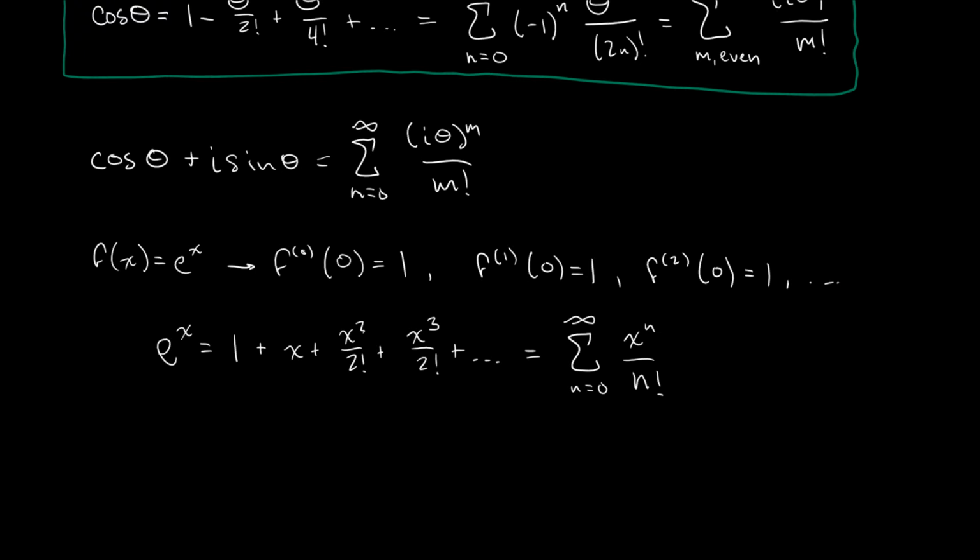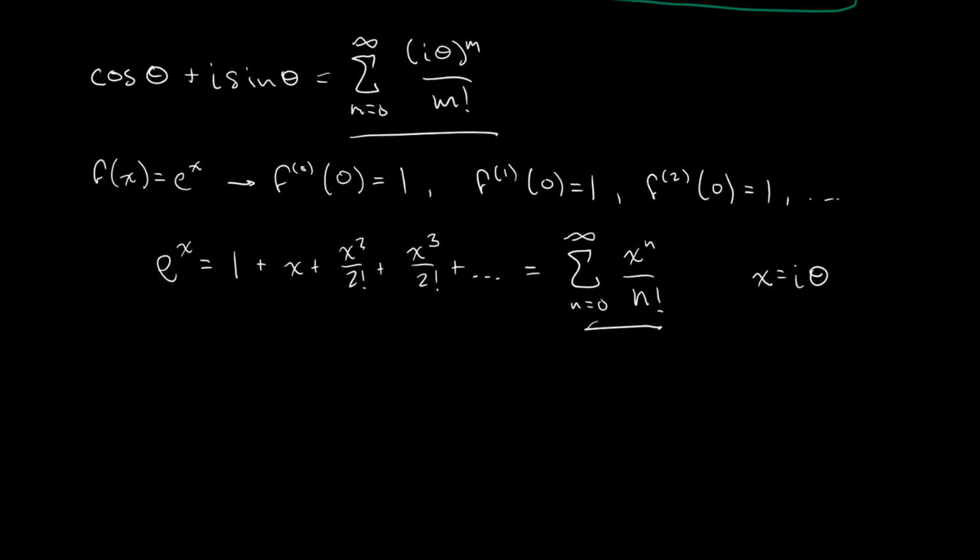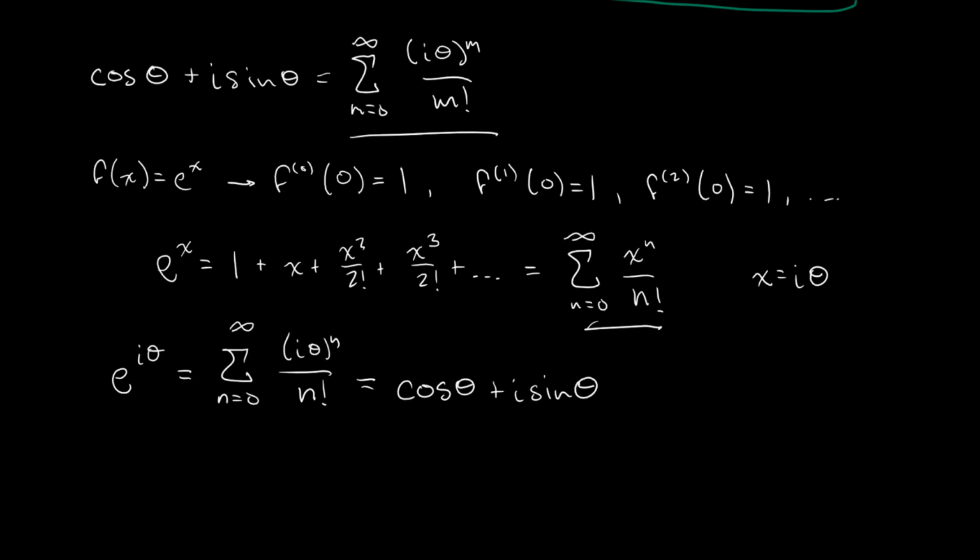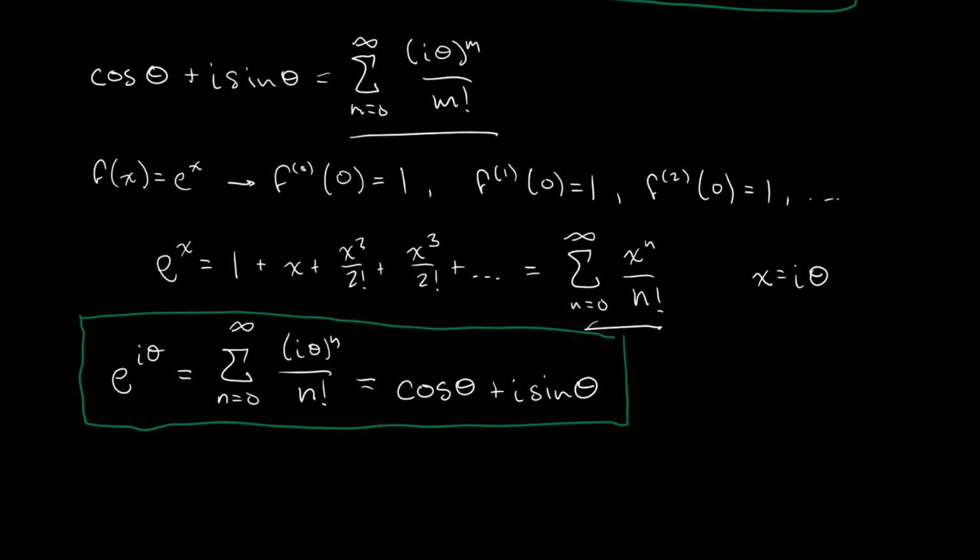And now we say, okay, wait a second. This and this look suspiciously similar. To the point where if I call x equal to i theta, then they're actually exactly the same. Right? So I can say that e to the i theta is equal to this sum from n equals 0 to infinity of (i theta) to the n over n factorial, which is equal to cosine theta plus i sine theta. And this is actually quite an amazing expression. If this is your first time seeing this, hopefully your mind was just blown.